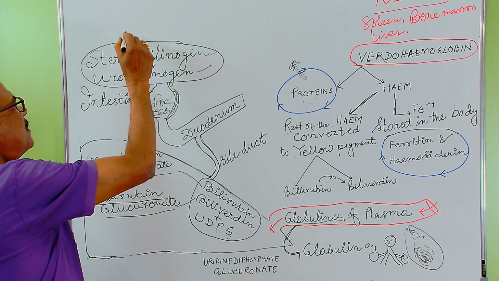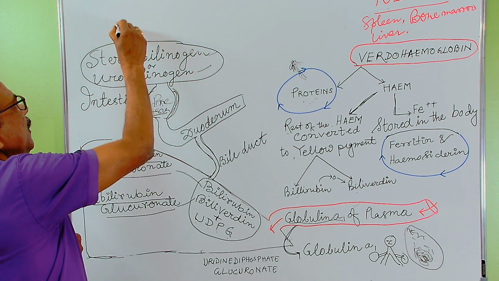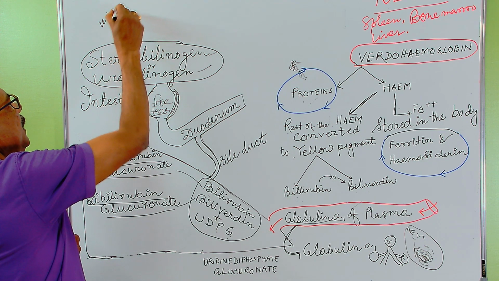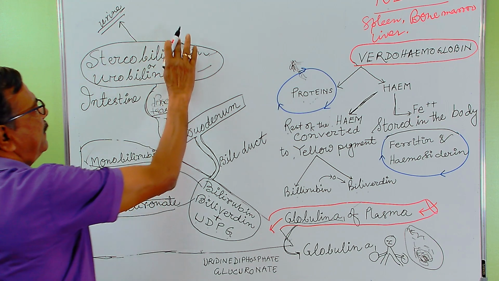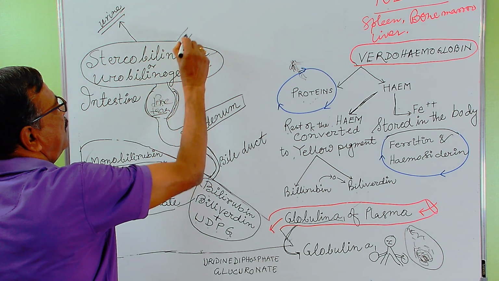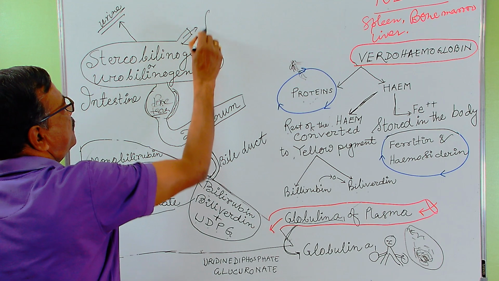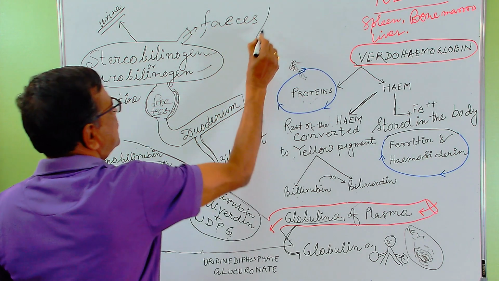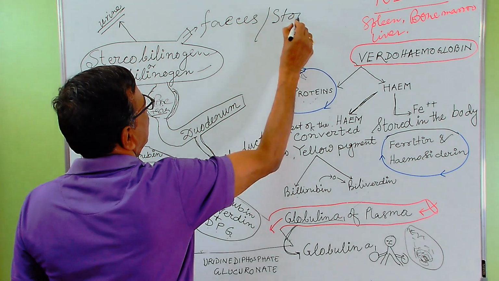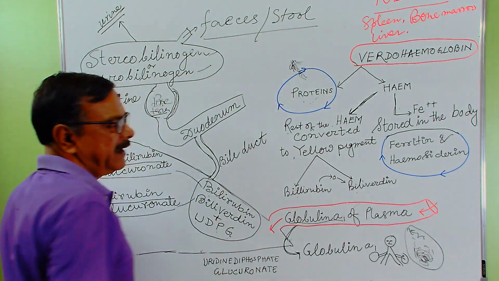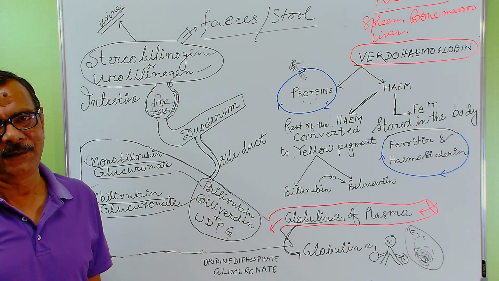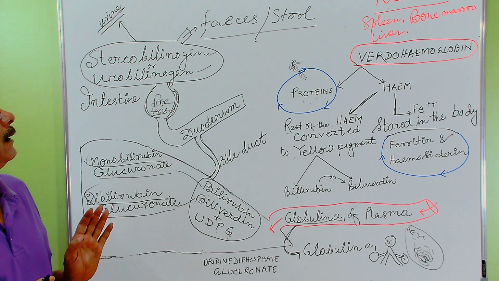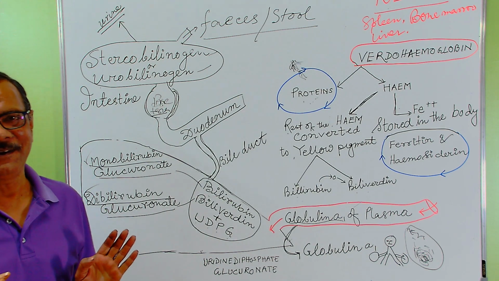Out of this, a portion is reabsorbed and goes out in the form of urine. In the urine it goes out, and a large portion goes out in the form of feces. Feces means stool, and hence the color of the stool. Okay, this is the simplest way of the death sentence of RBC. Thank you very much.